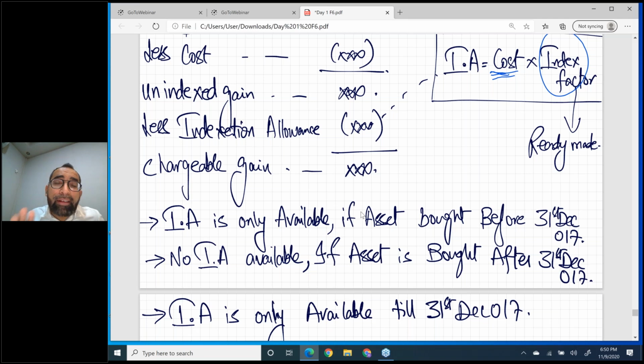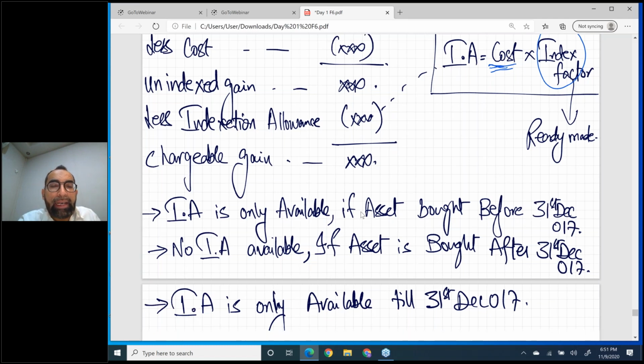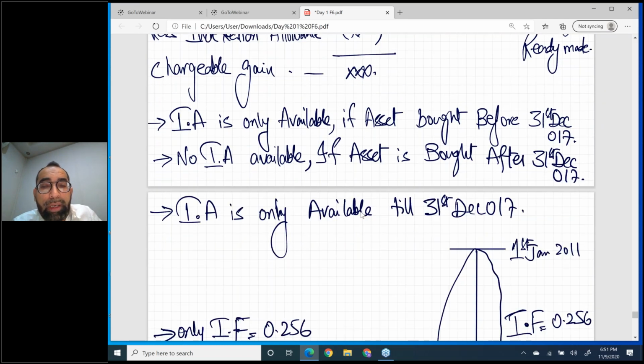Mark these dates: indexation allowance is available for companies when the company bought the asset before 31st December 2017. If a company has bought an asset after 31st December 2017, then there is no concept of indexation allowance. And one more thing, indexation allowance is only available till 31st December 2017. After 31st December 2017 this is finished. It is abolished. No more indexation allowance.